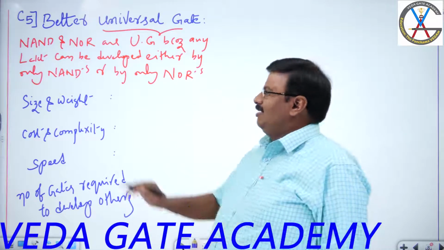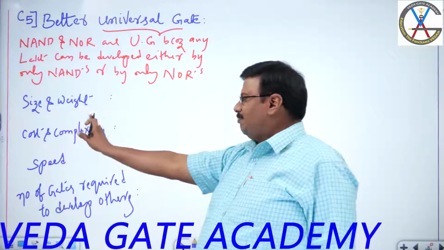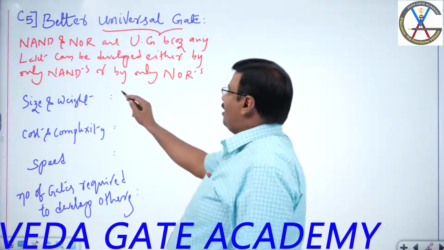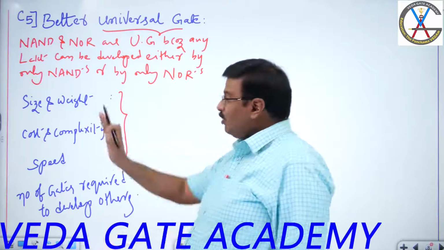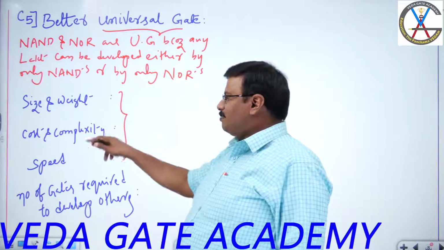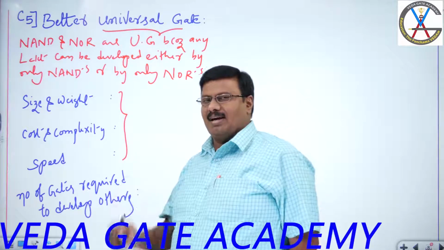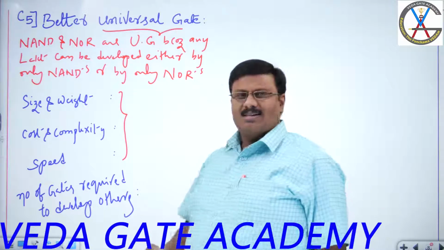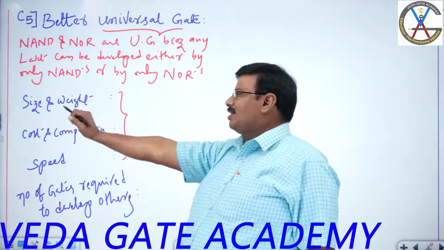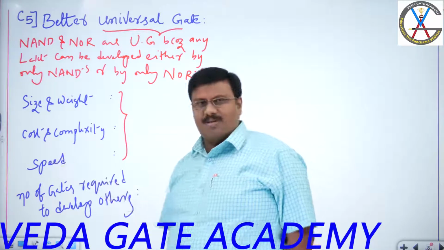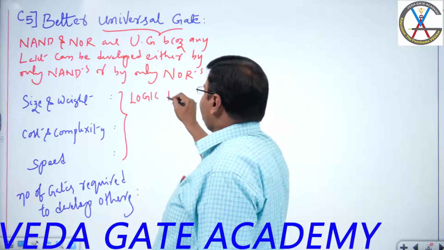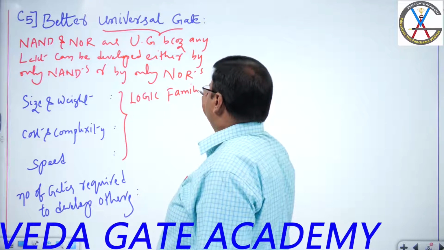Coming back to the originality, these parameters, size and weight, cost and complexity, and speed of operation, are not the ones to compare NAND and NOR. You cannot decide whether NAND or NOR is better by these parameters, because they are decided by the logic family behind the gate: ECL, DTL, TTL, CMOS. If I mention the logic family, then we can say which is better in size and weight, cost and complexity, and speed of operation. So the logic family decides that.